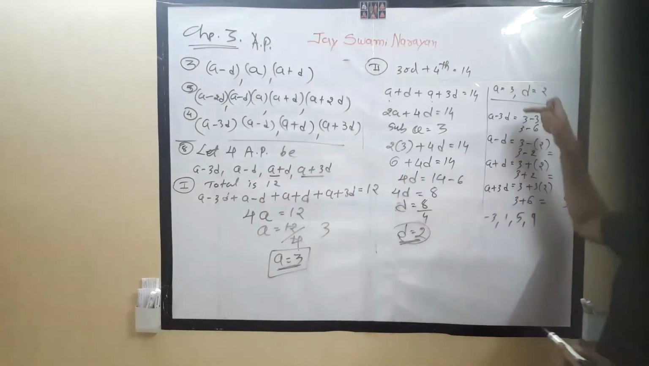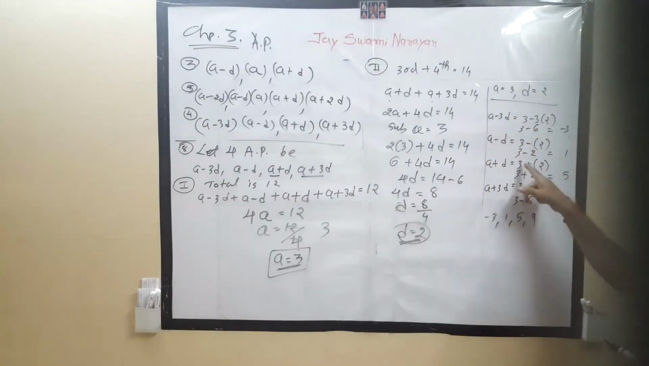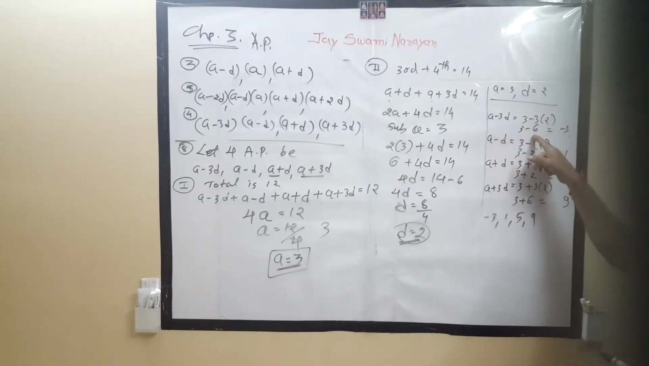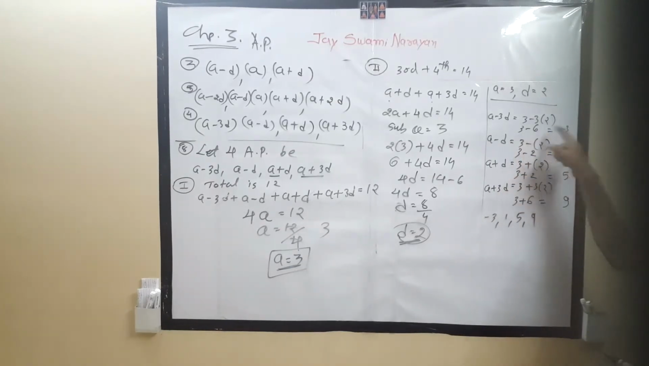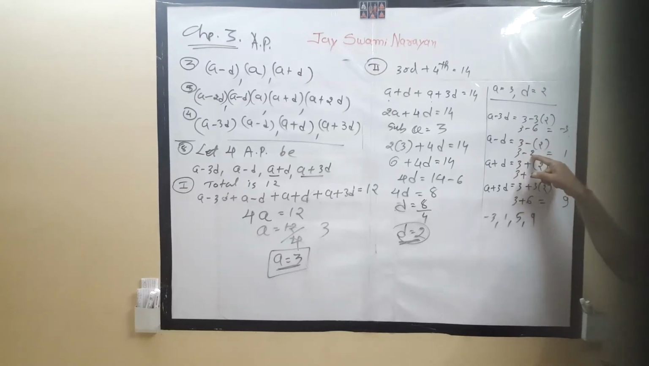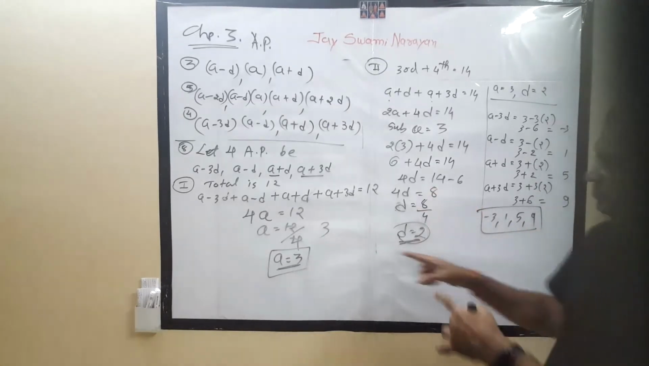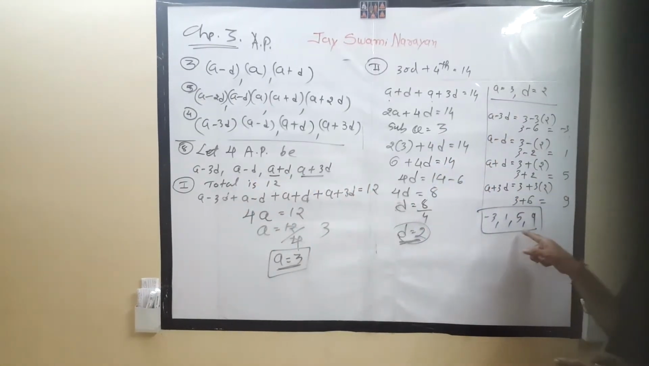Now again the 4 numbers we have to write, 1, 2, 3, 4. All a are 3, 3, 3, 3. All d are 2. 3 2s are 6. 3 minus 6 is minus 3. 3 minus 2 is 1. 3 plus 2 is 5. 3 plus 6 is 9. So these are the 4 numbers which we have considered: minus 3, 1, 5, 9.